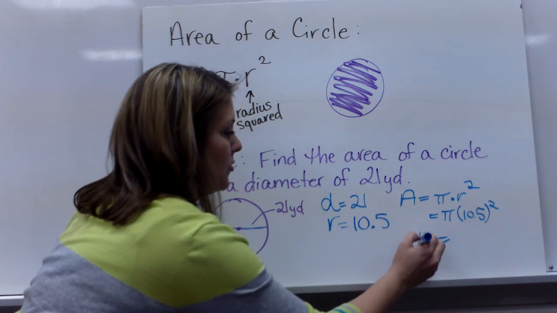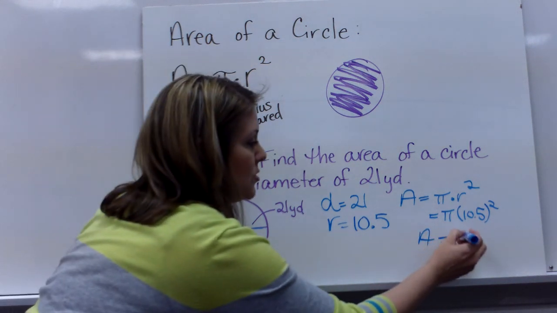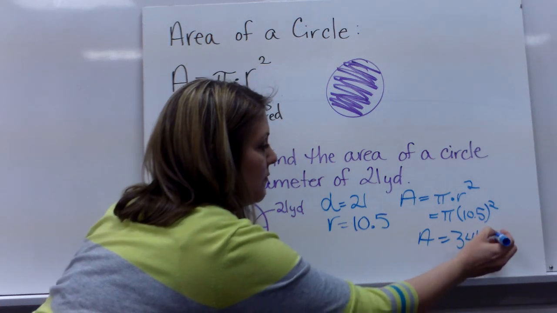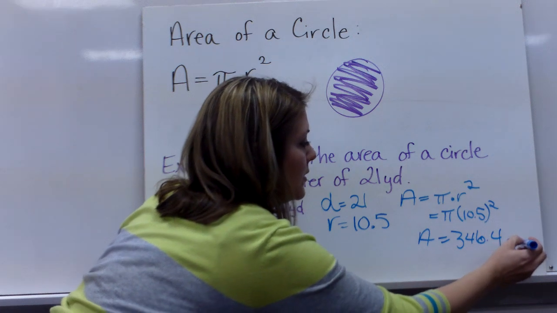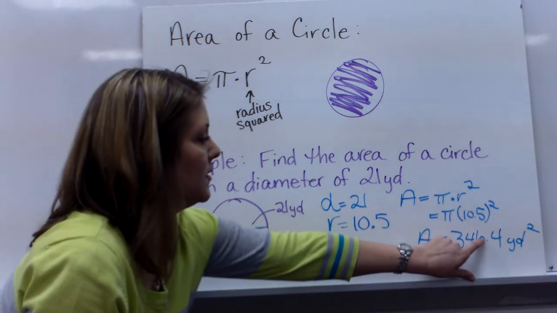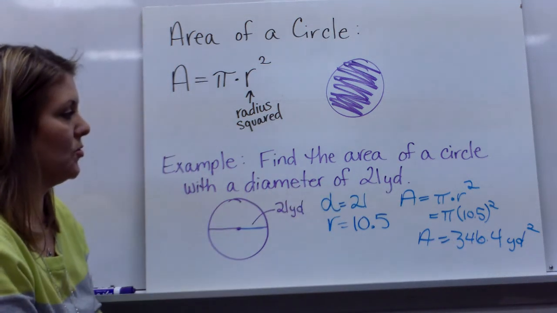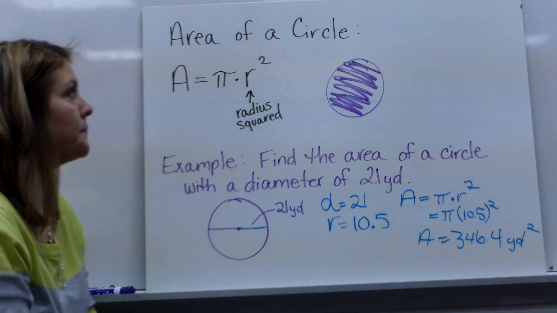So my answer, the area of this particular circle, would be 346.4, and since this is area, we're going to label it with yards squared. So to find the area of a circle, you're going to use the formula pi times the radius squared.